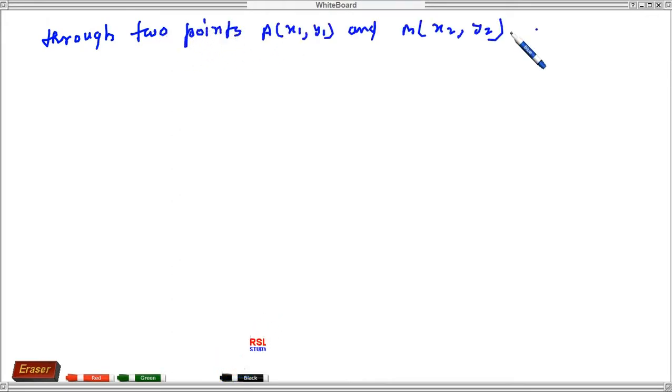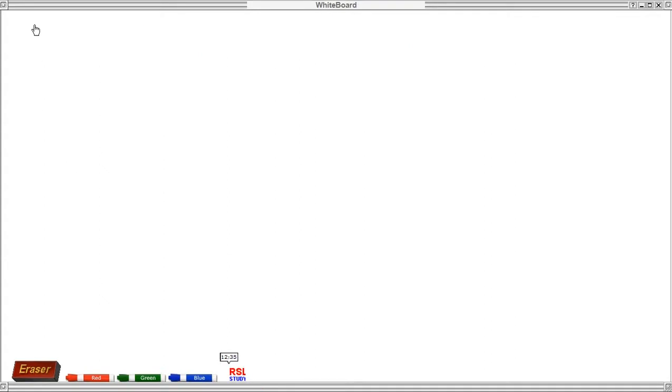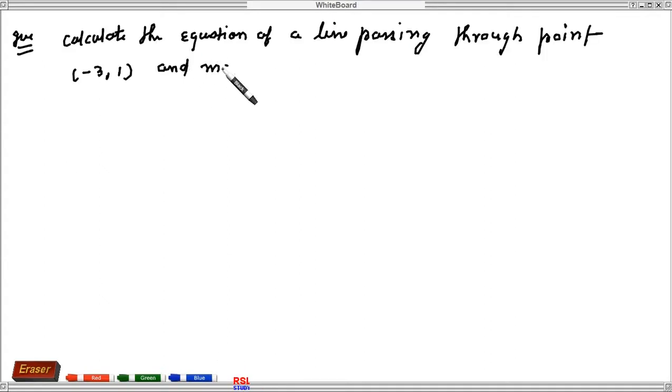Now moving ahead, that was the equation of a line passing through 2 points A and B. Now we will see a question, how we will apply those formulas in a question. Just we will see it.